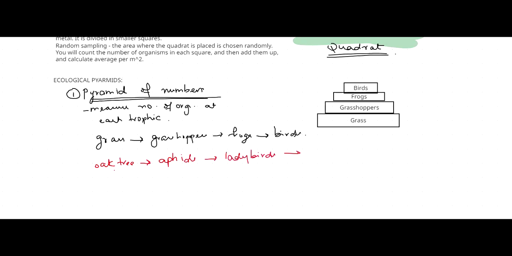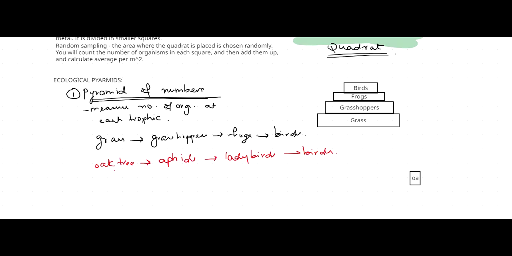Now, this time, if I ask you, okay Viraj, can you please make the pyramid of the number of organisms for me, what will you do? The oak tree is actually going to be the smallest, right? The reason the oak tree is going to be the smallest is because on one oak tree, you can have millions of aphids. On that one oak tree, you can have hundreds of birds. On that one oak tree, you can have thousands of ladybirds.